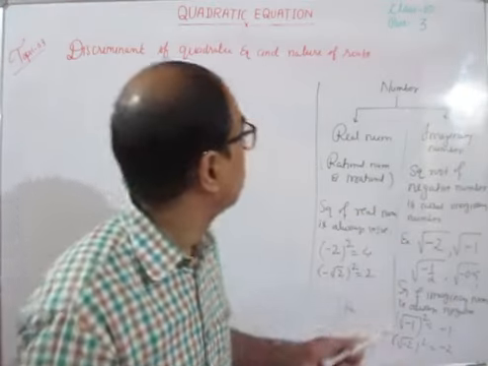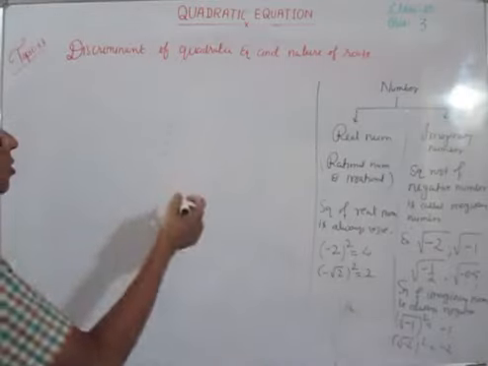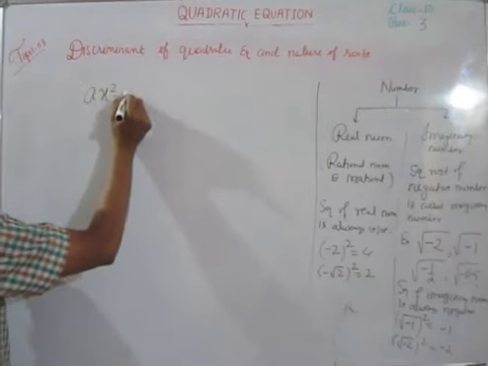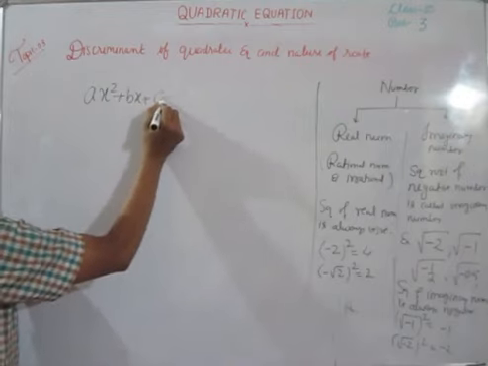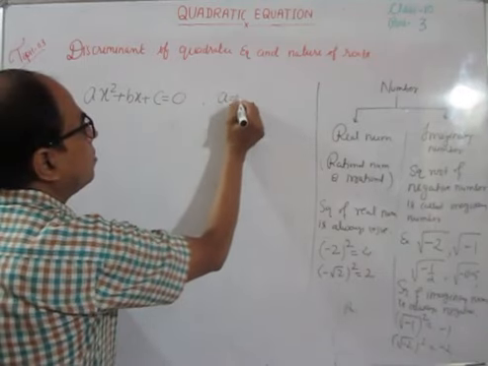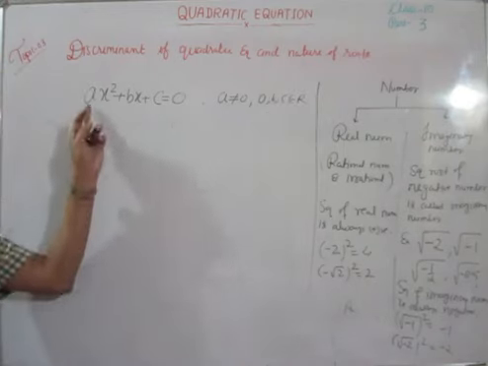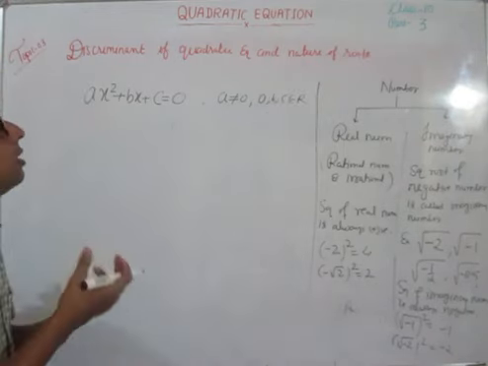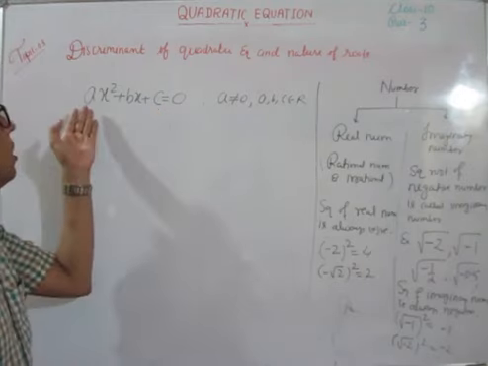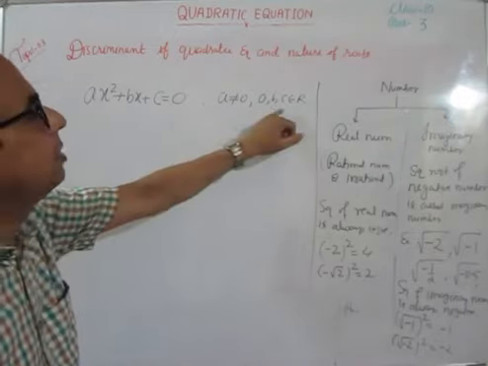Now we can discuss the discriminant. See, what is the discriminant? Let us consider a general quadratic equation, ax square plus bx plus c equal to 0, where a is not equal to 0 and a, b, c are all real numbers. These coefficients are real numbers. We are discussing here the quadratic equation with real coefficients. In higher classes you will also discuss quadratic equations with complex or imaginary coefficients, but here we have taken a, b, c as real numbers.